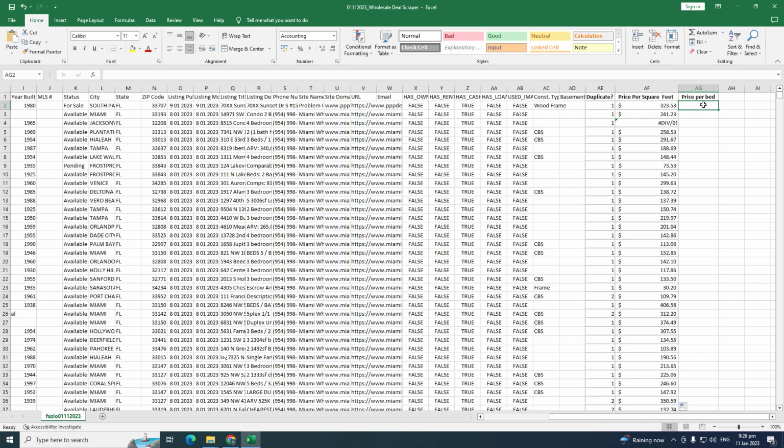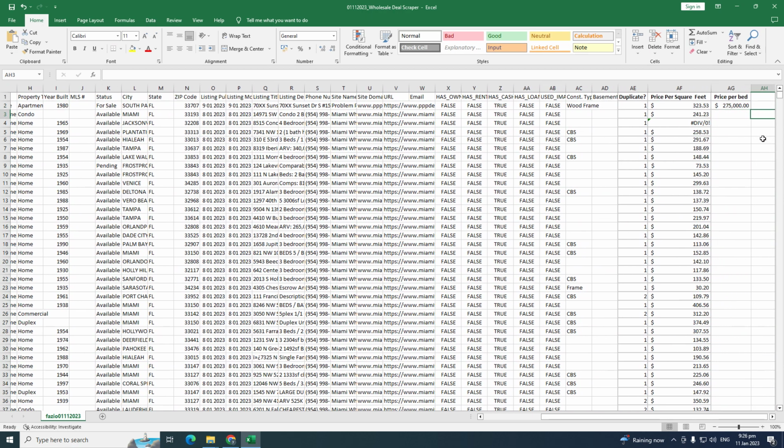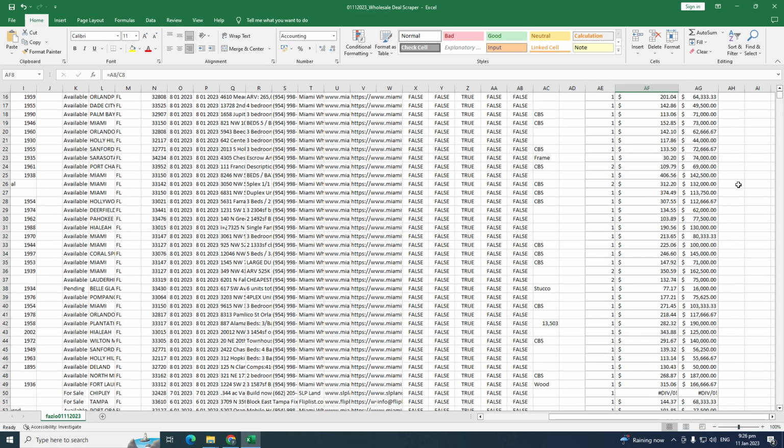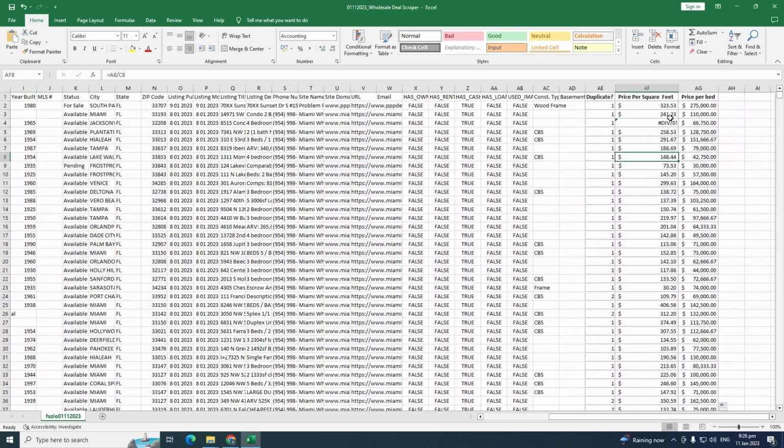So the next is this one, same as usual, price divided by bedrooms. Voila, all of them done. So that's all. Control C, and then that's all, guys. Thank you.